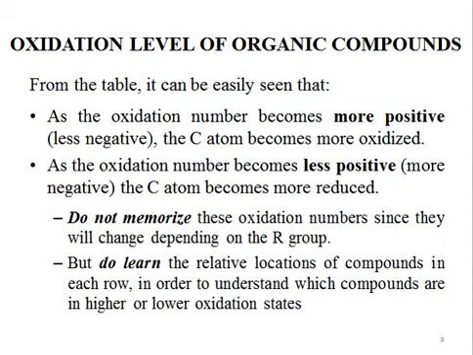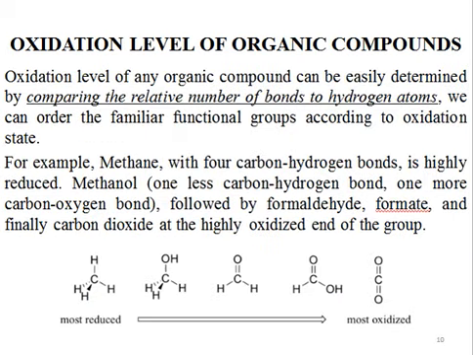In organic chemistry it's not important to remember that the oxidation state is -1 for one functional group, or that another functional group has 0 oxidation state. You don't need to memorize the oxidation numbers, just memorize the relative location of the compounds in that table, right? Another way in which we can learn about the oxidation level of an organic compound is by comparing the relative number of hydrogens attached to carbon, right?